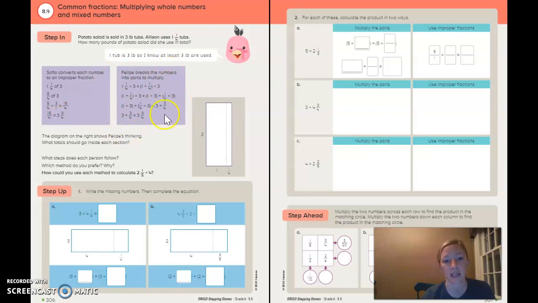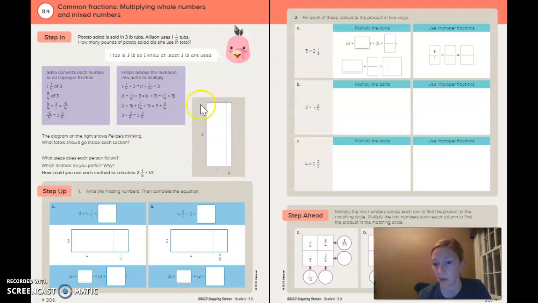Okay, now we've got a second student over here who breaks the numbers into parts to multiply. Now, this student did it with the area model, so he used this picture right here too. But I'm going to show you how he did that without the picture. So he knew he was trying to find 1 1/4 of 3. So he knew that was the exact same thing as taking 1 plus 1/4 times 3. Okay, so he has that 1 plus 1/4 times 3 is the same as 1 times 3 plus 1/4 times 3. Okay, so he went through and solved all that and he got 3 3/4.